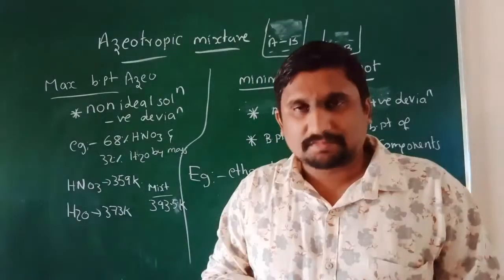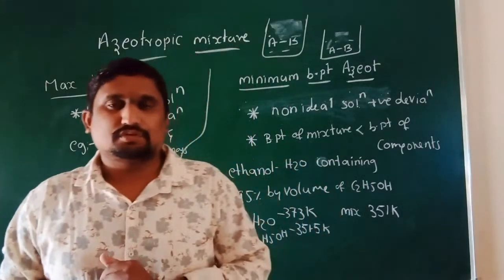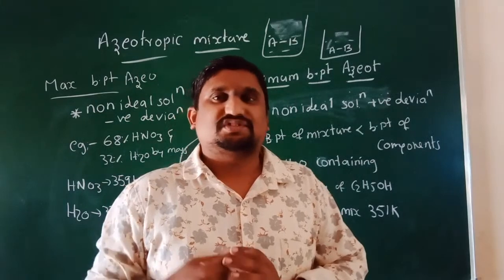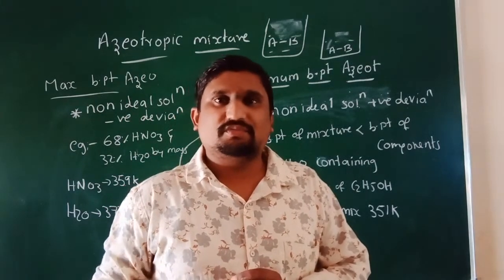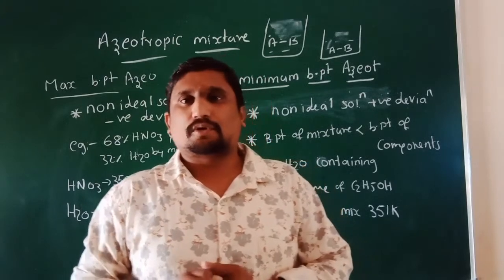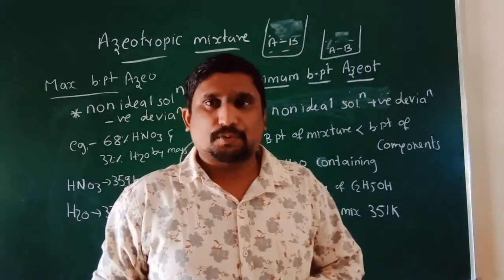Azeotropic mixtures are of 2 types. Once again, what is the definition of an azeotropic mixture? It is a binary liquid mixture having the same composition in the liquid phase as well as in the vapor phase, and it boils at a constant temperature. Such a kind of mixture is called an azeotropic mixture.